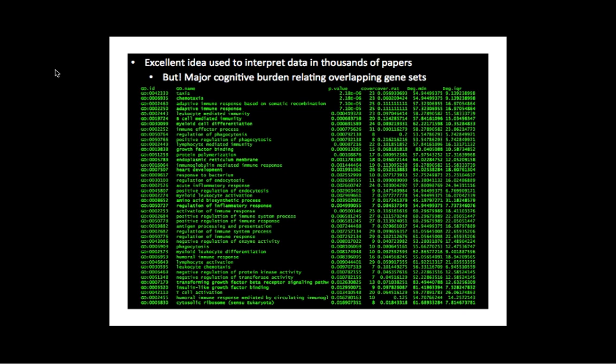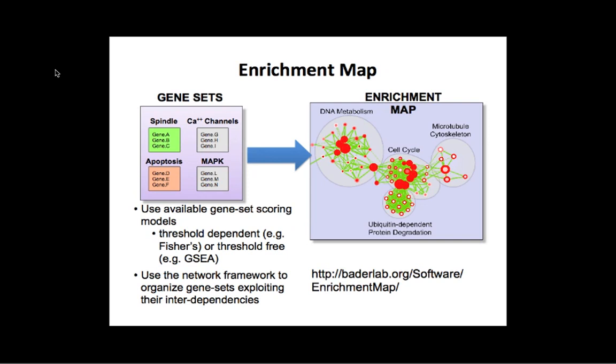So what do we do if we have a table of data and there's relationships between rows in the data? What's a good way of dealing with that information? Anybody? What's a good way of visualizing data that has relationships in a table? A network. Yeah. Okay. Great. So that's exactly what we do for enrichment maps.